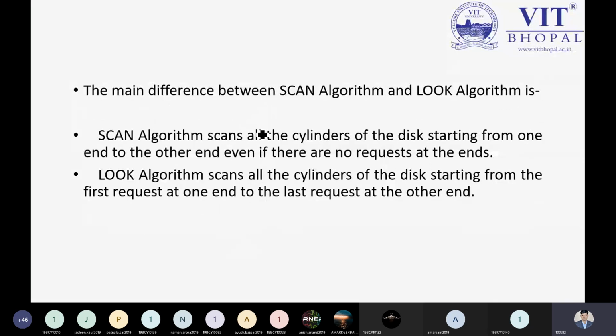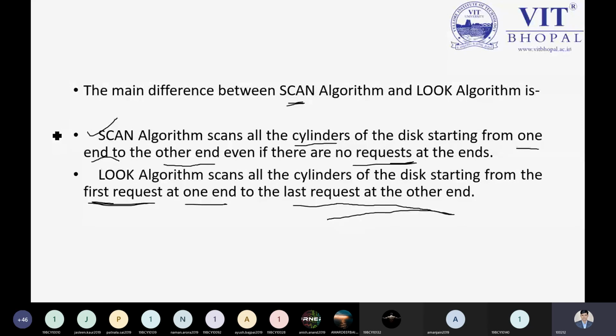Now let us understand the difference between the SCAN and LOOK algorithm. The SCAN algorithm scans all the cylinders of the disk starting from one end to the other end, even if there are no requests at the end. But in the case of LOOK, it scans all the cylinders of the disk starting from the first request at one end and the last request on the other end.